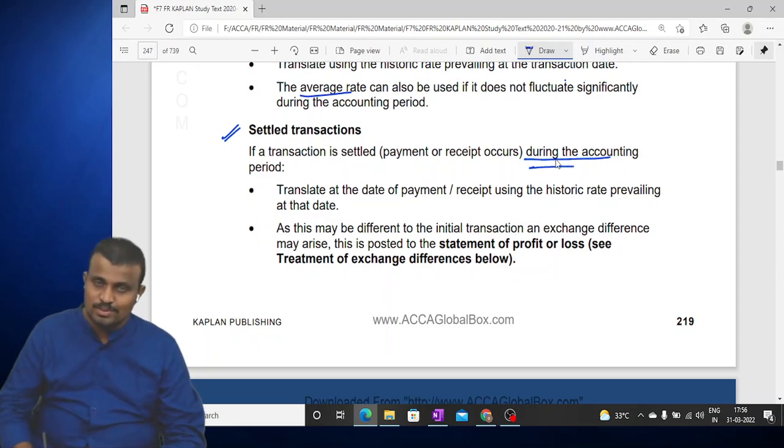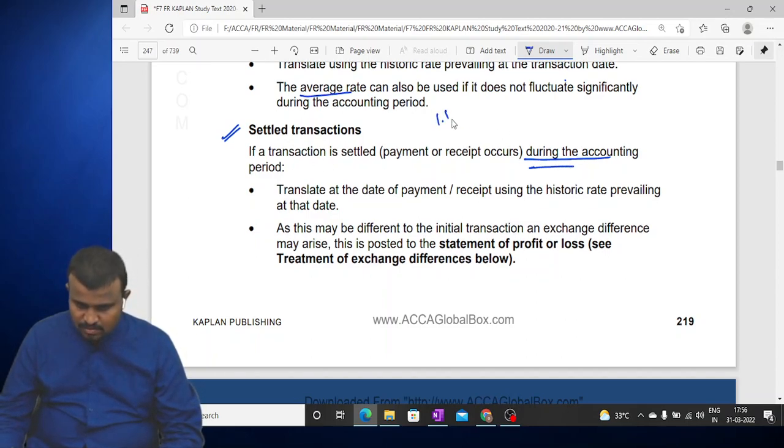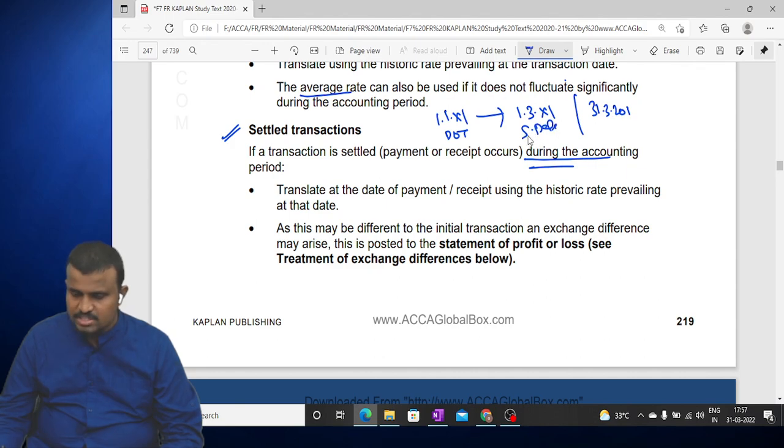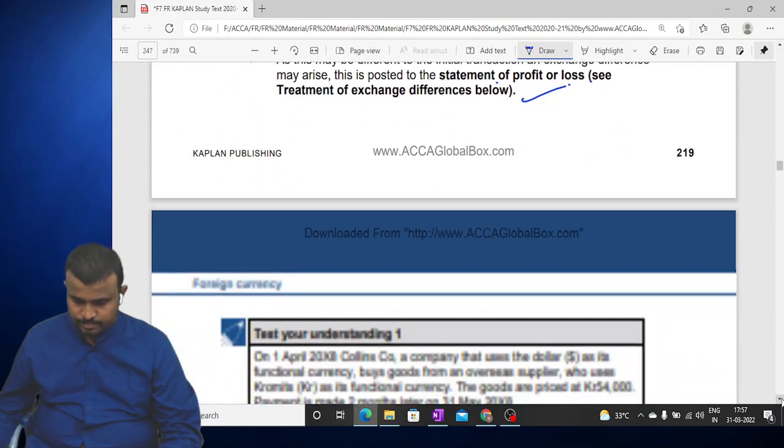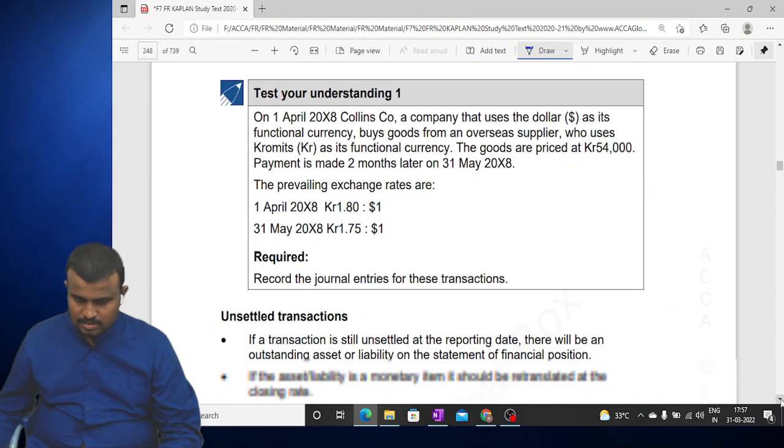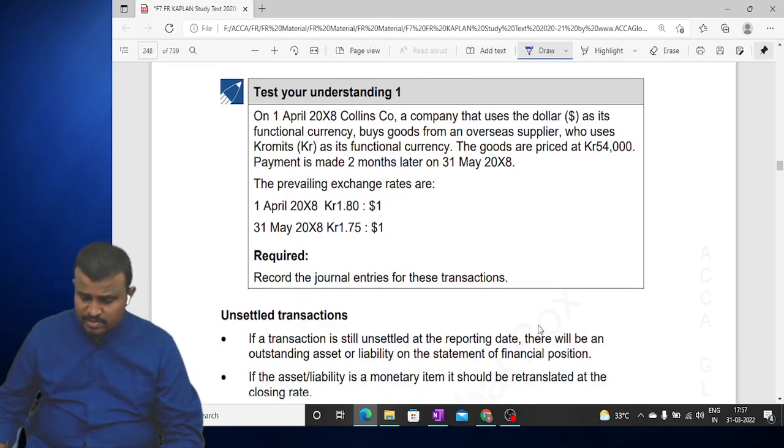Then settlement transactions, if the transaction is settled during the accounting year. If you remember the first example, 1/1/20X1 to 1/3/20X1, but the balance sheet on 31st March 20X1. This is the date of transaction, and this is the settlement date. Here we translate at the date of payment or receipt using the historical rate prevailing at that date, and the difference, if any arises, is transferred to the statement of profit and loss.